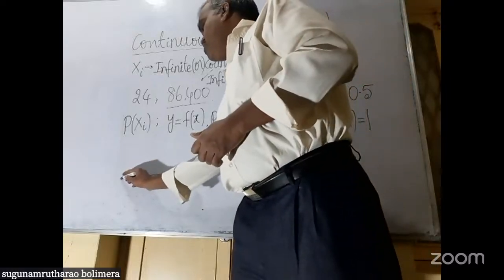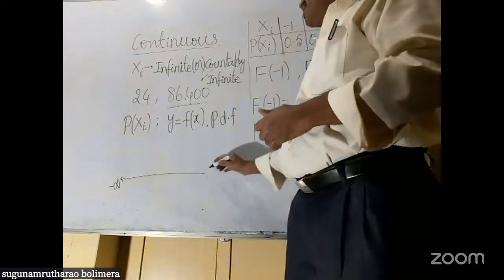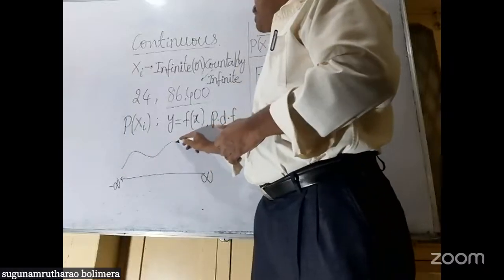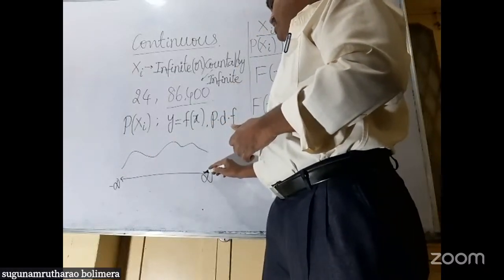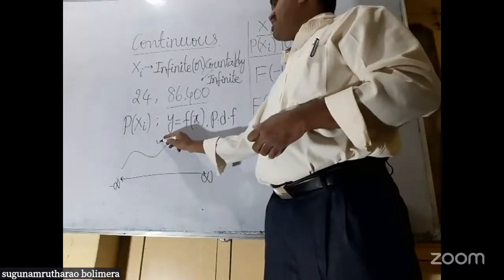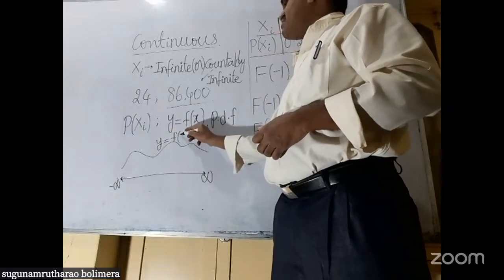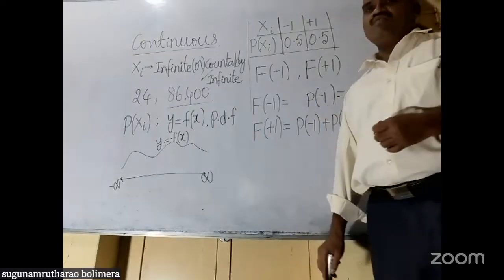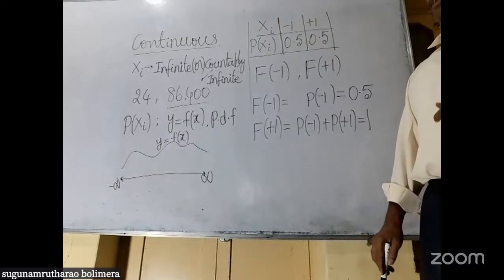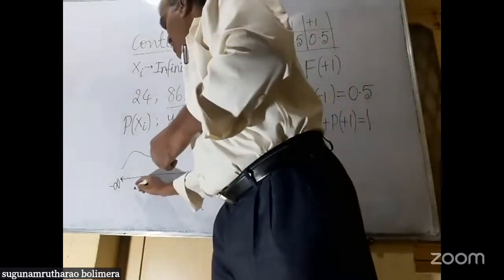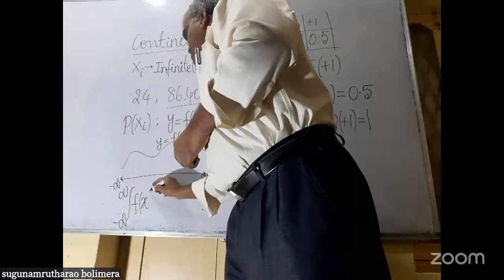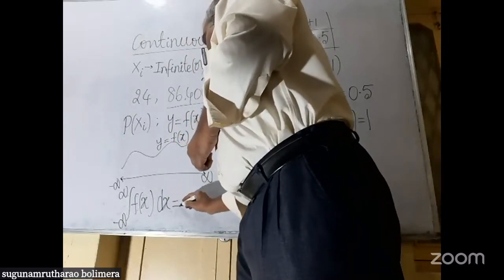Actually, where you are starting, you don't know. It is minus infinity. Where you are ending, you don't know. The curve may be like this, and you are having infinite points from this to this, and let this be the curve y equal to f of x. Okay, and the sum of all probabilities is always equal to 1.